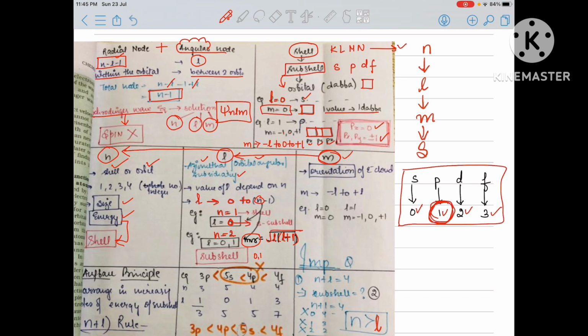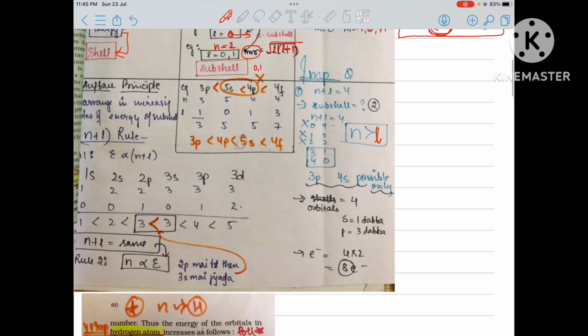Then moving on to m, which represents the orientation of the electron cloud. The value of m, as I told you, depends on l. So it will range from minus l to plus l. For example, if l is 0, m will be 0. If l is 1, it will have values of minus 1, 0, plus 1.